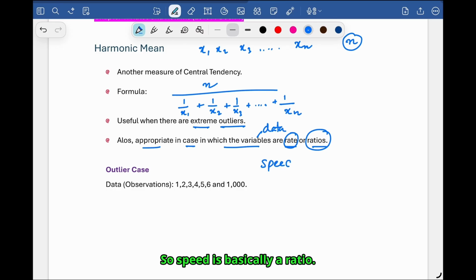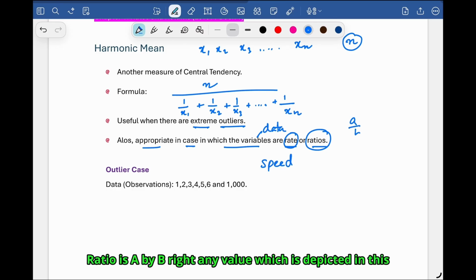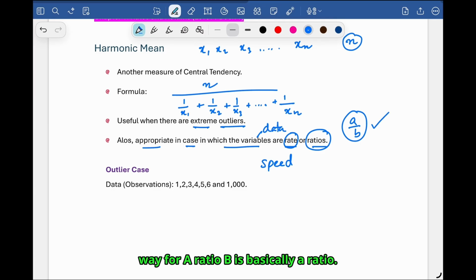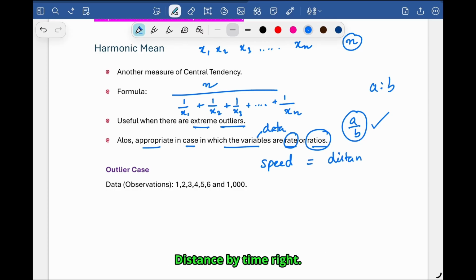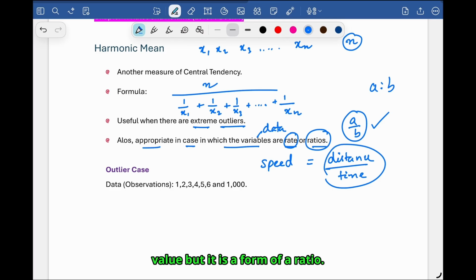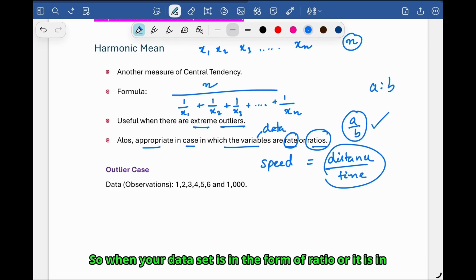Speed is basically a ratio. A ratio is A by B, right? Any value which is depicted in this way, A to B, is basically a ratio. Speed is defined as what? Distance by time, right? So speed itself is not a single value, but it is a form of a ratio. So when your data set is in the form of ratios or rates, you are going to use harmonic mean.